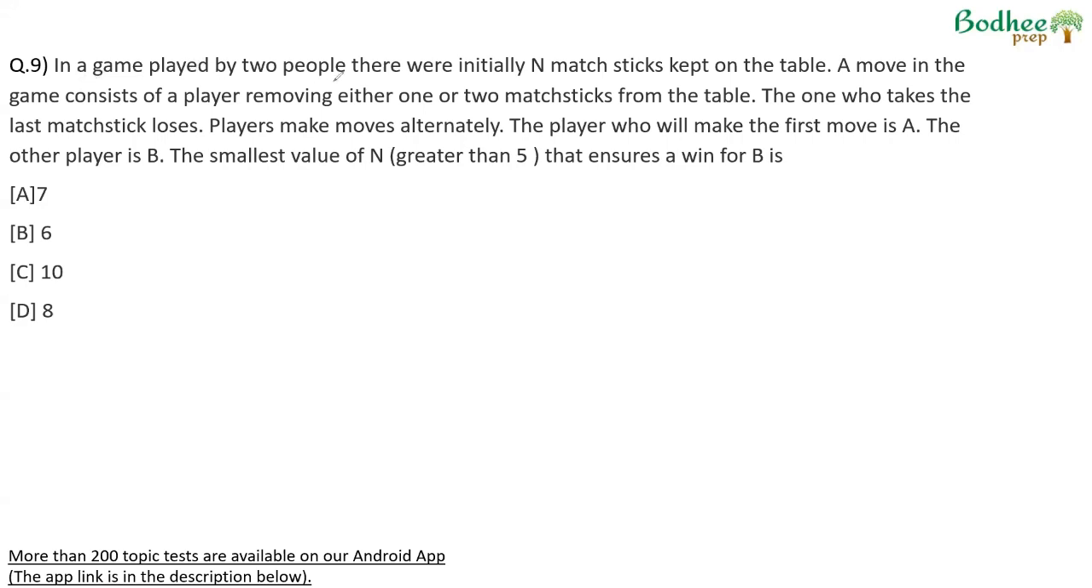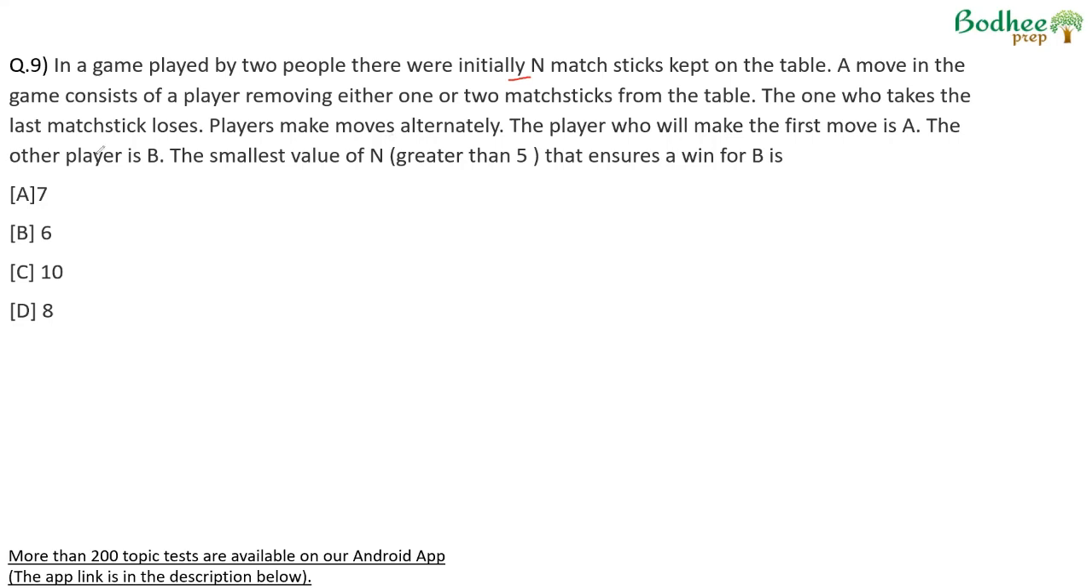In a game played by two people, there were initially n matchsticks kept on the table. A move consists of a player removing either one or two matchsticks from the table. The one who takes the last matchstick loses. Players make moves alternately. The player who will make the first move is A. The other player is B. Find the smallest value of n greater than 5 that ensures a win for A. For B, the person who picks the last stick loses.